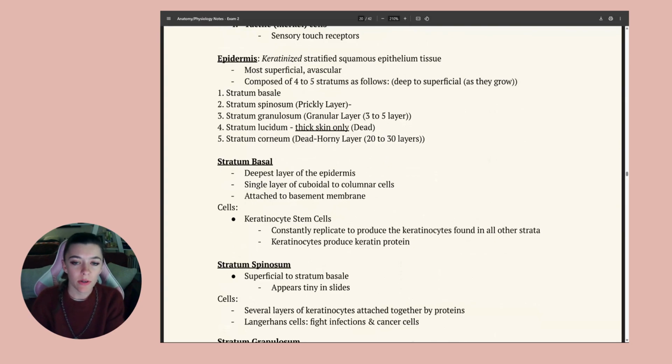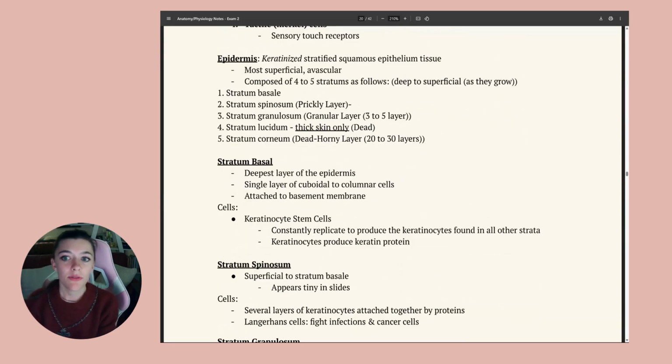All right, your epidermis: keratinized stratified squamous epithelium tissue. It is the most superficial of the epidermis, the dermis, and the hypodermis. And it is avascular. You know what avascular means? There are no vessels going through it. And I think it's the only one that is.